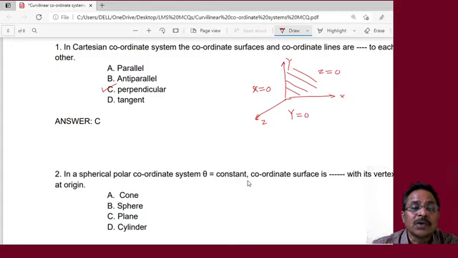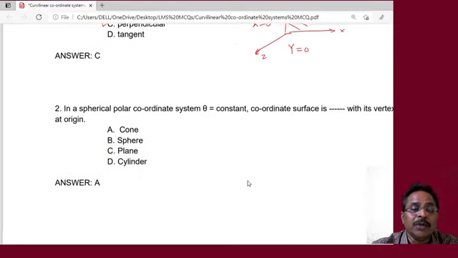So in Cartesian coordinate system, the coordinate surfaces x equal to 0, y equal to 0, z equal to 0, and coordinate lines are perpendicular to each other. So this coordinate line, x is perpendicular to y, x is perpendicular to z, y is perpendicular to x-axis as well as it is perpendicular to z-axis, and like that. That's why correct answer of this question 1 is C, perpendicular.